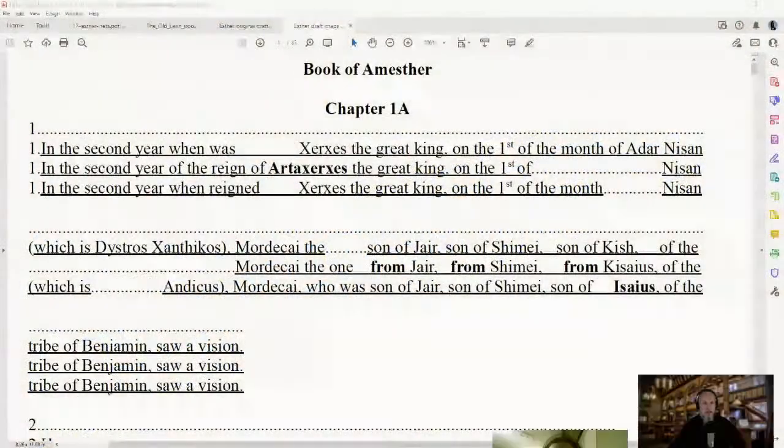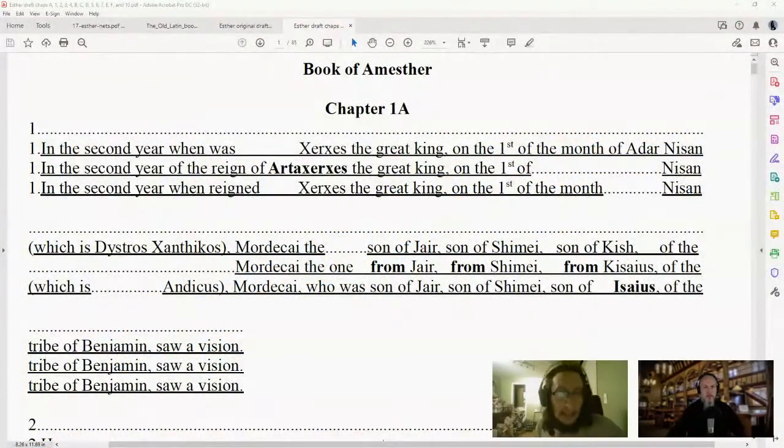And so if you want, you can go back to the document. You're going to see some markings. If you see underline, anything that's underlined is telling you that it's not in the Masoretic text.